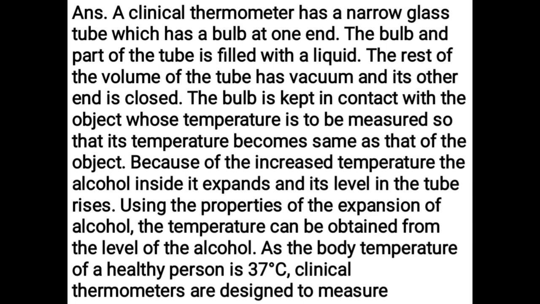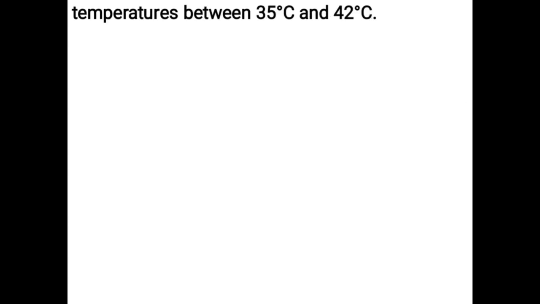Because of the increased temperature, the alcohol inside it expands and its level in the tube rises. Using the properties of the expansion of alcohol, the temperature can be obtained from the level of the alcohol. As the body temperature of a healthy person is 37 degrees Celsius, clinical thermometers are designed to measure temperatures between 35 degrees Celsius and 42 degrees Celsius.